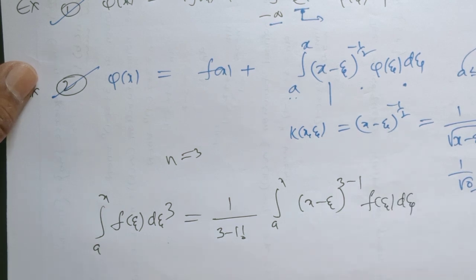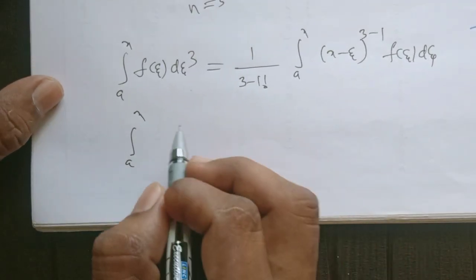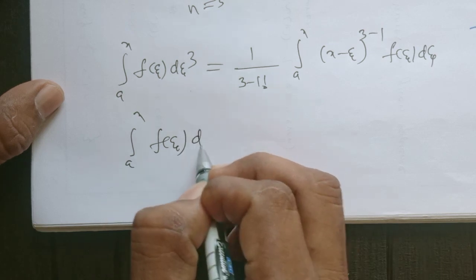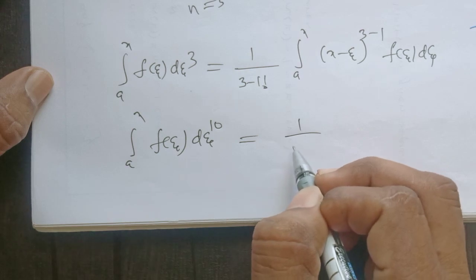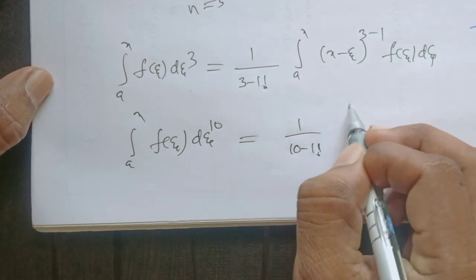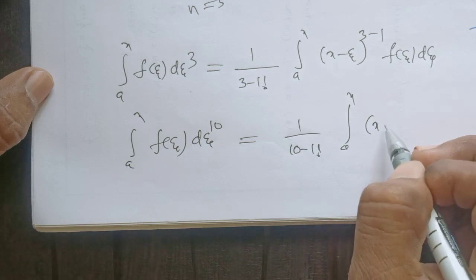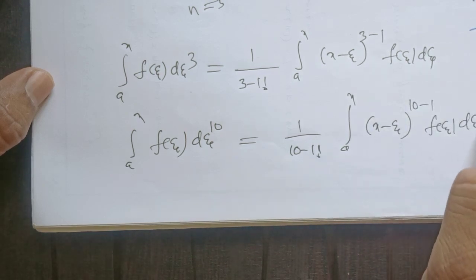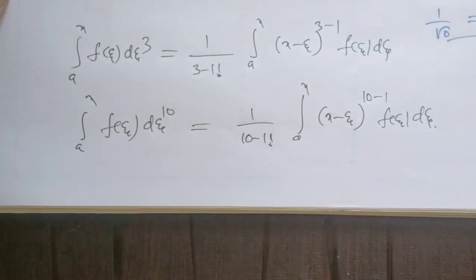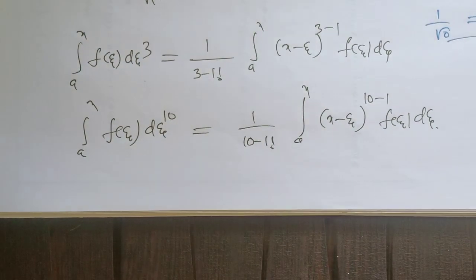This is the formula, right? For example, integral a to x f of xi dxi power 10, that is 10 times integration. That means 1 by 10 minus 1 factorial integration of a to x, x minus xi whole power 10 minus 1, f of xi dxi. So this formula is useful for such type of integrations. It will be very useful in conversion of linear differential equations into integral equations.